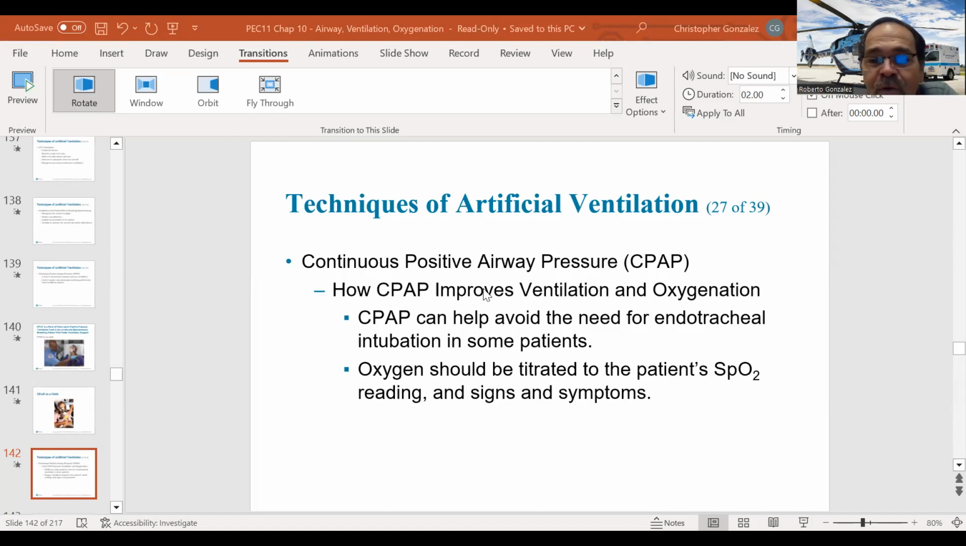Contraindications, in other words, the reason you don't want to use a CPAP. It should be used with caution in patients with hypotension or hypovolemia. In other words, low blood pressure or low fluid levels in the body.